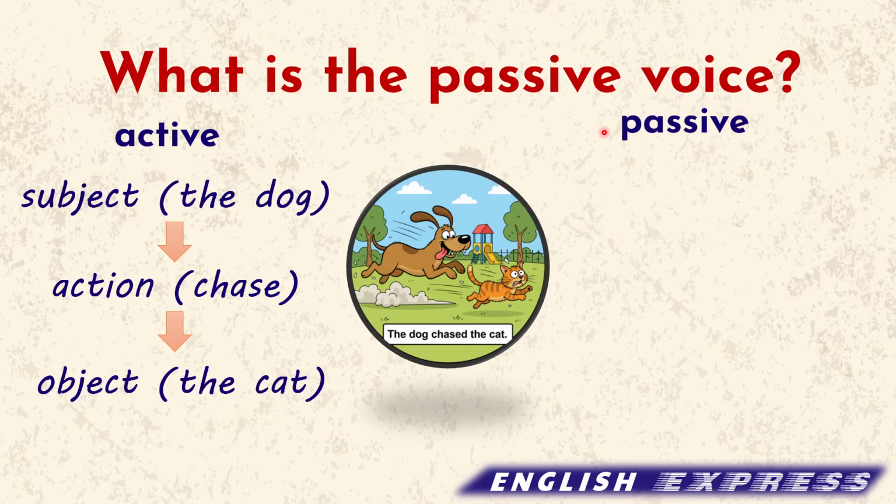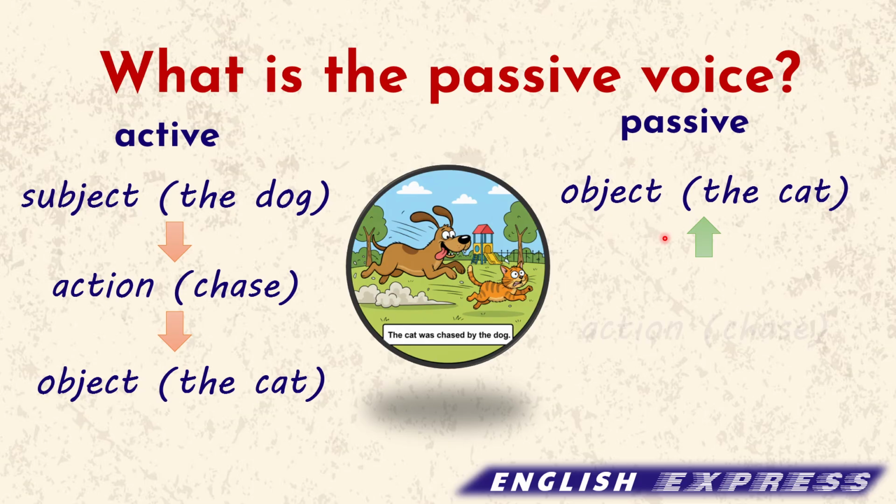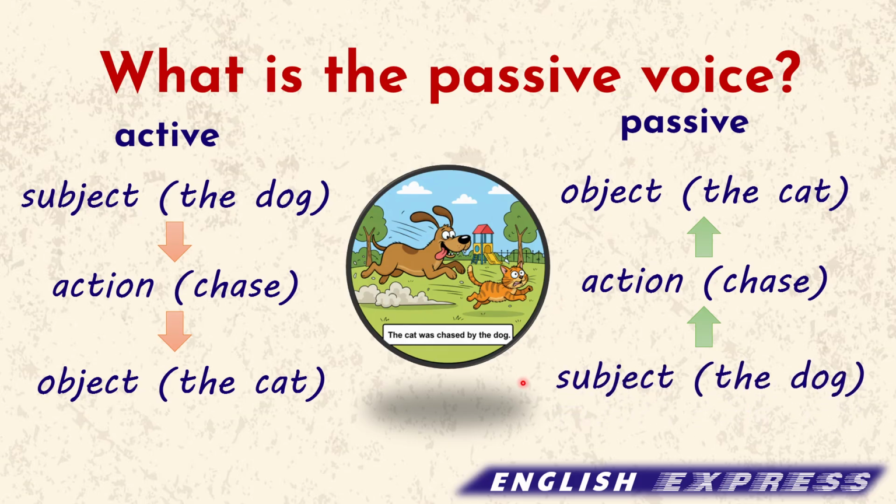But if we talk about a passive, it would be the cat was chased by the dog. In this case, we have the object at the beginning, again the cat. This object is receiving an action. In this case, it is the same action, chase. And this action is done by the subject, the dog. So what I want to tell you is that both in the active and in the passive, the picture is the same, but from different perspectives.